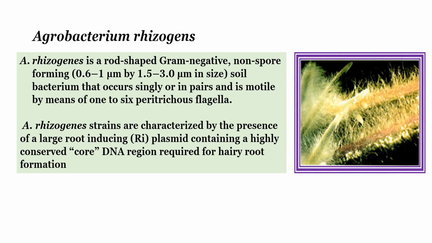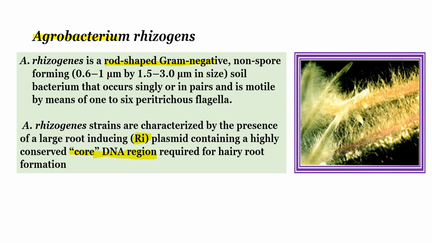Now, similar to Agrobacterium tumefaciens, there is another bacterial species, Agrobacterium rhizogenes. Agrobacterium rhizogenes is a rod-shaped, gram-negative bacterium. It is a non-spore-forming bacterium, and it also lives in the soil. Agrobacterium rhizogenes is characterized by the presence of a large root-inducing Ri plasmid. Like we studied the Ti plasmid, Agrobacterium rhizogenes has the Ri plasmid, and it contains a highly conserved core DNA region required for a condition called hairy root.